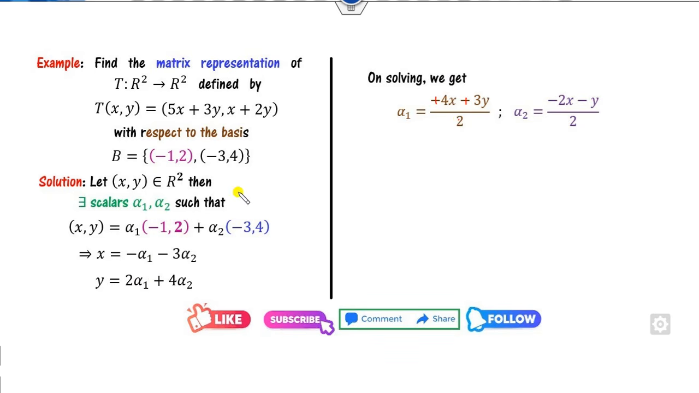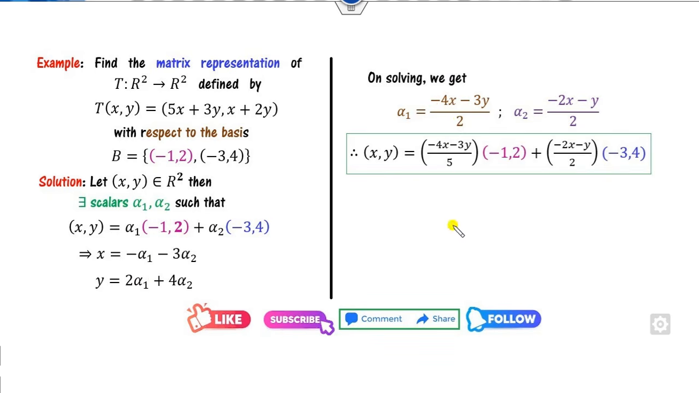Now substitute this value in this equation. Now you can see I have written a negative sign. You can see whether my answer is correct or wrong. If I open this bracket, it is 4x plus 3y over 2 for the first component, and for this case it is plus 6x plus 3y over 2. Clearly this is not x. So that means this answer is wrong.